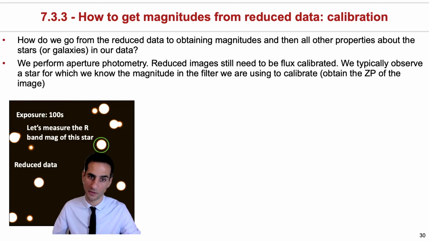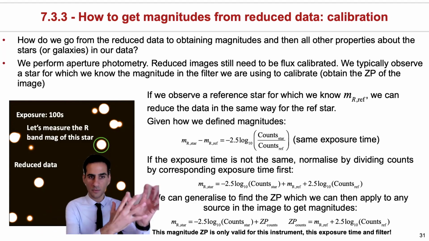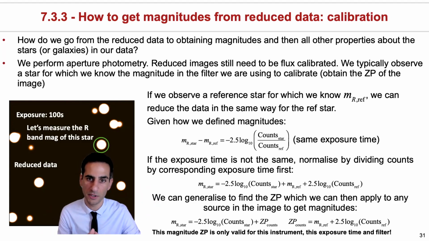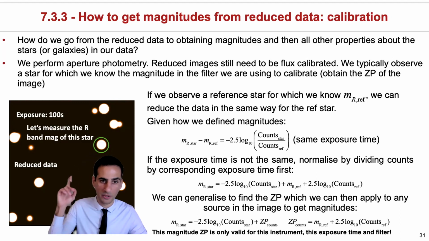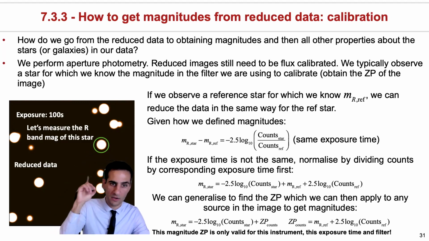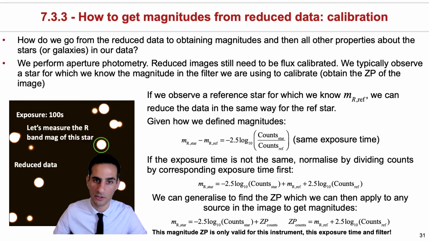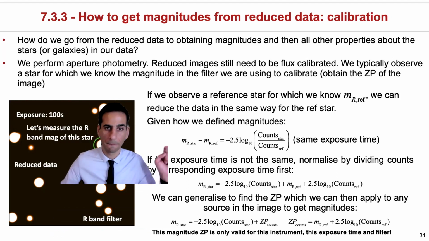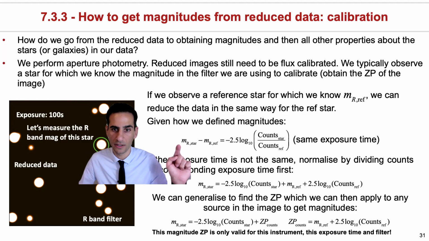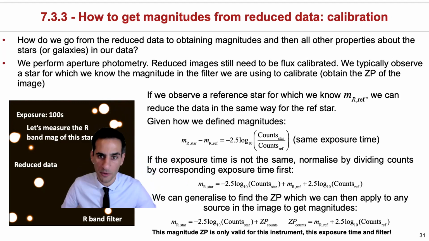If your reference star was observed for a much shorter or much longer amount of time than your real data, we need to normalize. So this is what we can see here as well: if we observe a reference star for which we know the reference magnitude, we can then reduce the data in the same way for the reference star and also put an aperture around it in the same way. And what we're doing is the sum of all counts within the aperture. Because of the definition of magnitudes, then we can write this equation right here. Again, noting that if the exposure time is not the same, you need to normalize by dividing the counts by the corresponding exposure time first.